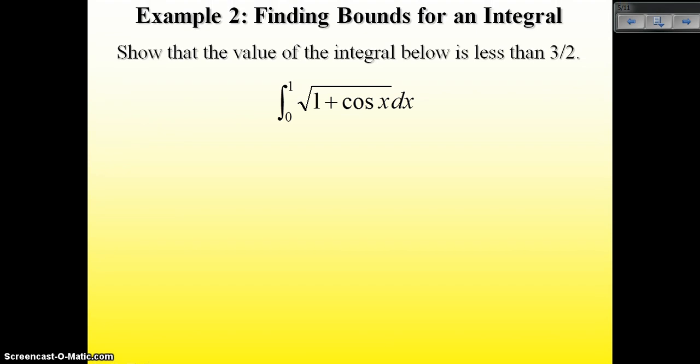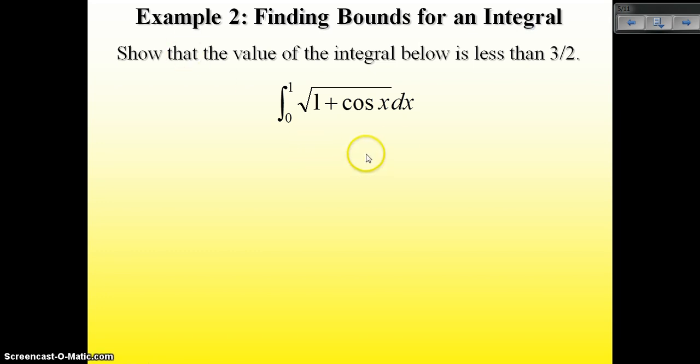Alright, let's move our screen here a little bit. Finding bounds for an integral. Our job here is to show that the value of the integral below, this integral right here, is less than 3/2. Now, obviously, the simple way to do this one, if we were doing this on a test, would be just to punch this into our calculator, find the integral, and then we would have it proven. But let's assume this is on the non-calculator portion of the test. We can still do this.